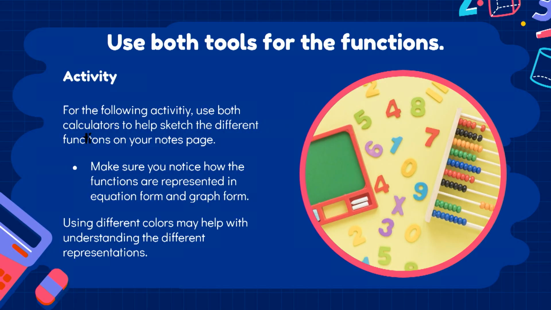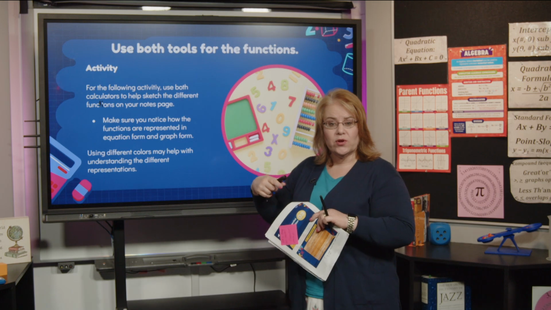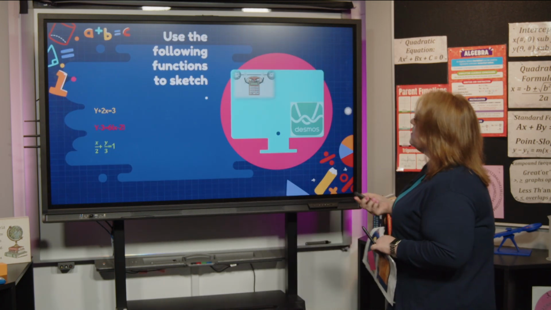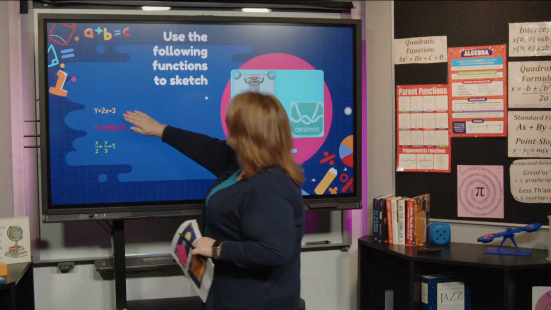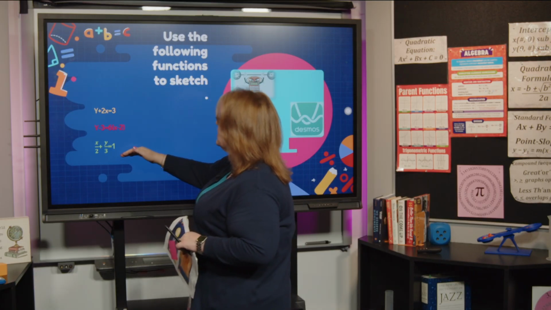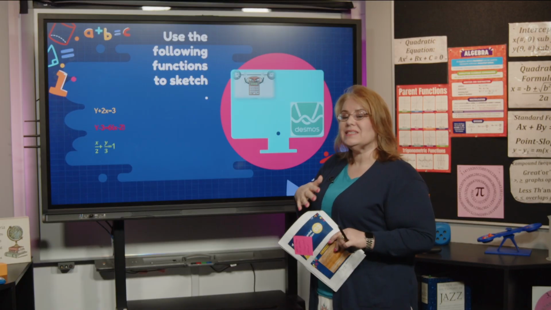On your notes page, make sure you notice how the functions are represented in the equation form and graph form. Using different colors may help with understanding the different representations. So now that we've got the instructions for our activity, let's see what we're doing. It says use the following functions to sketch. So we want to use each one of these equations, which represents a function, and sketch them to see what they look like.